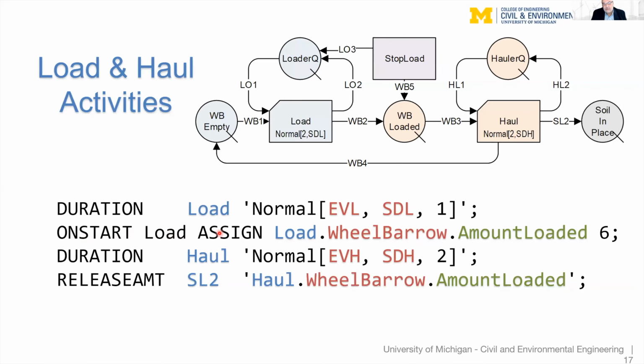On start of a load, we assign to something, this is an instance variable right there, which is best read backwards. We assign to the amount loaded of the wheelbarrow currently in load the value 6. So we load the wheelbarrow with 6 cubic feet. And then another event occurs when a resource is released through link SL2. There is link SL2 right there. So when activity haul ends and something needs to be released through SL2, the release amount is the amount loaded in the wheelbarrow in the haul instance that is terminating.